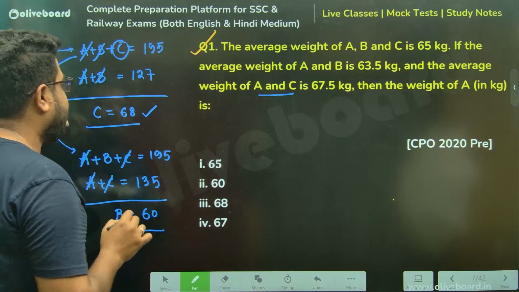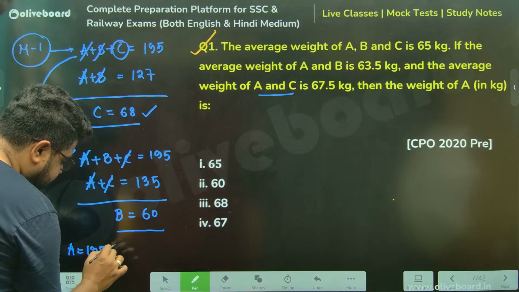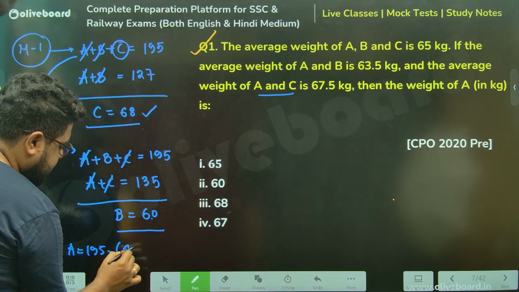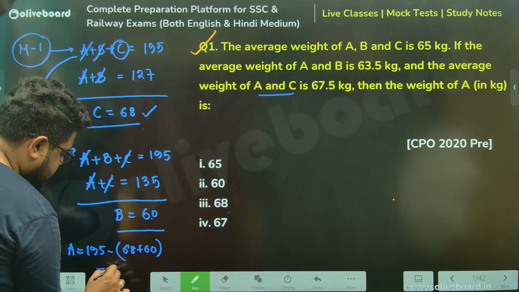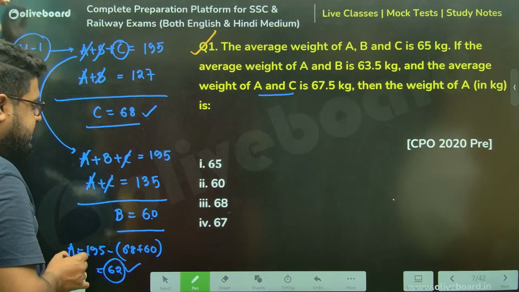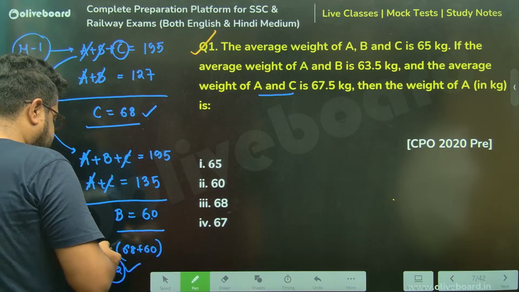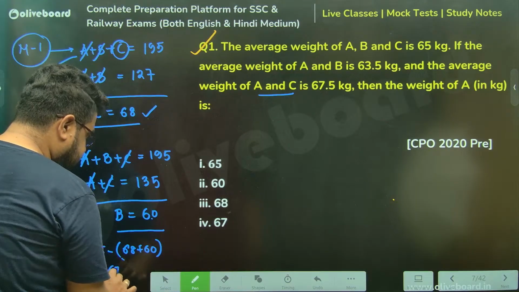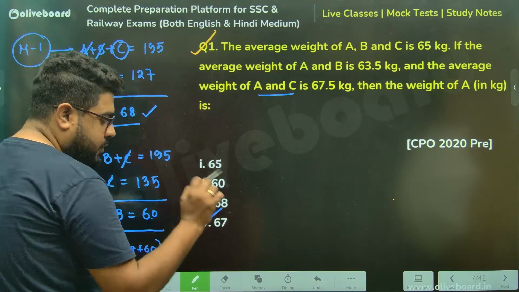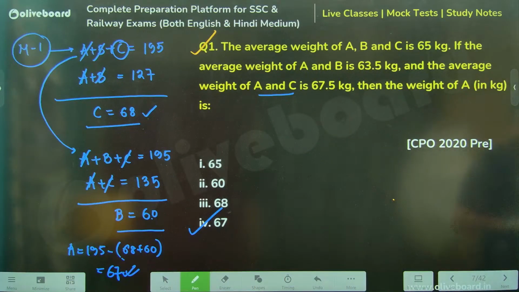So they are asking the weight of A. Weight of A will be the sum of ABC, 195, minus B and C, that is 68 and 60. 128 gone. So this will be 62 if I'm not wrong. This will be, no, I messed something up. This is 128. Sorry. 195 minus 128 is 67 is the answer. Option number 4, 67 kgs is your correct answer. Clear, everyone? This is the basic method.